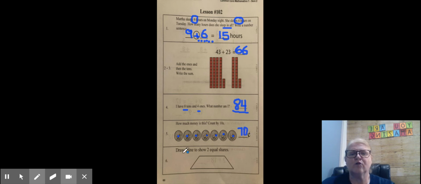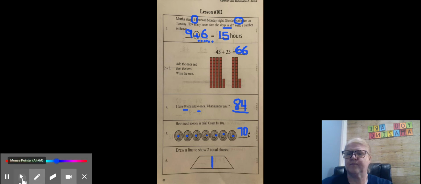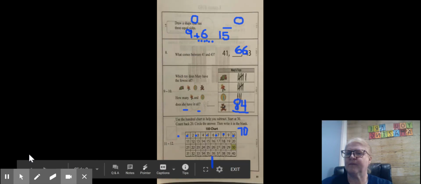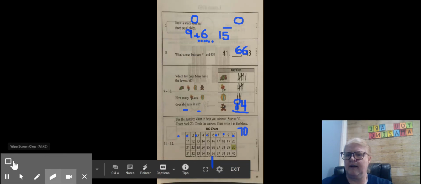Number 6. Draw a line to show 2 equal shares. So you would pick a spot, and we're going to draw a line to divide it in 2 equal shares. So you're going to draw just the best you can down the middle. Okay. Now the next side.